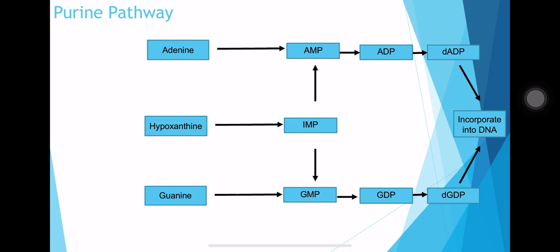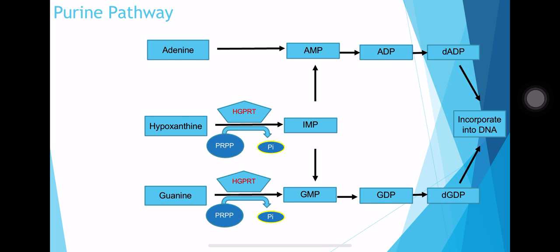So hypoxanthine and guanine both use the same enzyme, HGPRT, which is hypoxanthine-guanine phosphoribosyltransferase, to take PRPP, or phosphoribosyl pyrophosphate, into their monophosphate forms. On the adenine side, there's the APRT enzyme, or adenine phosphoribosyltransferase, which turns it into the monophosphate form. And we'll touch more on the HGPRT when we talk about Lesch-Nyhan syndrome.